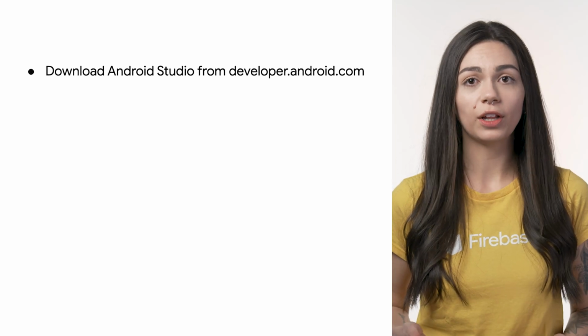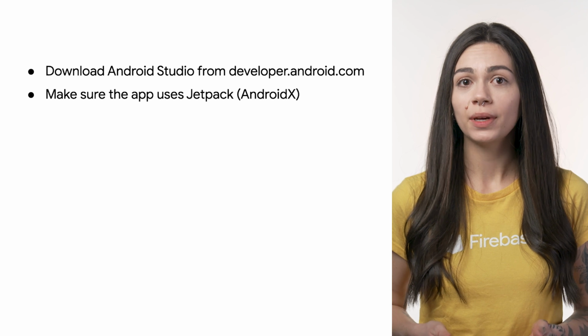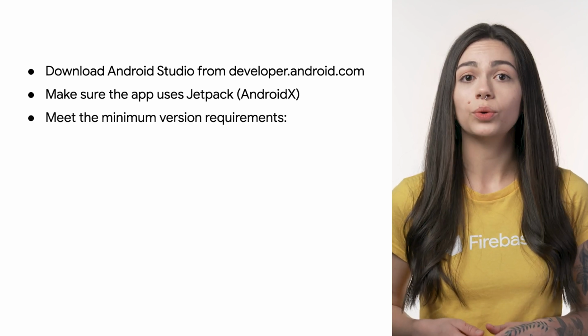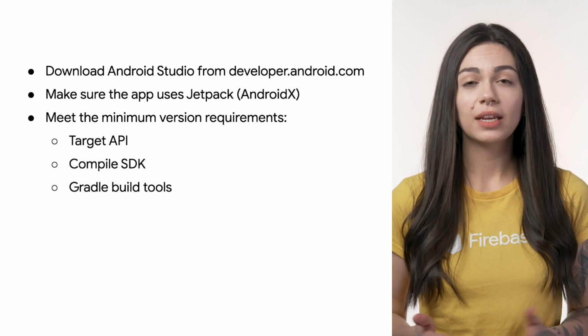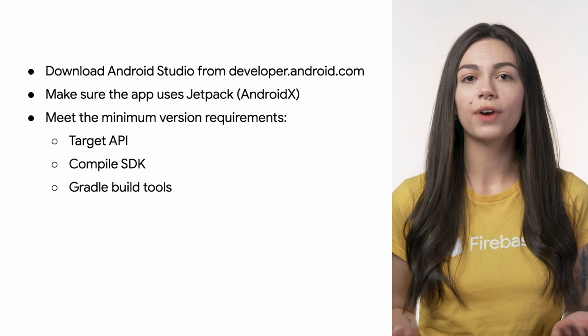First, I need to install the most recent version of Android Studio. I can download it from developer.android.com. I also need to make sure my Android app uses AndroidX and meets the minimum version requirements. These include the Target API, Compile SDK, and Gradle Build tools. And if I'm not sure about the minimum version requirements, I can always have a look at the official Firebase documentation.